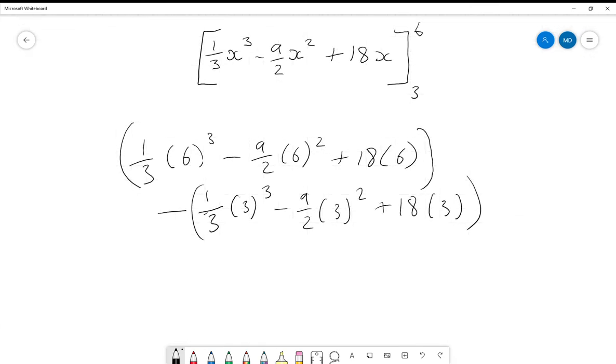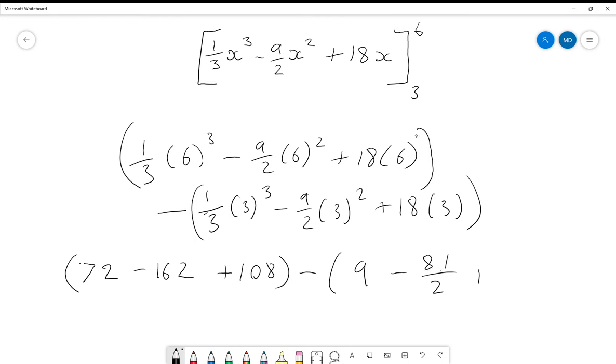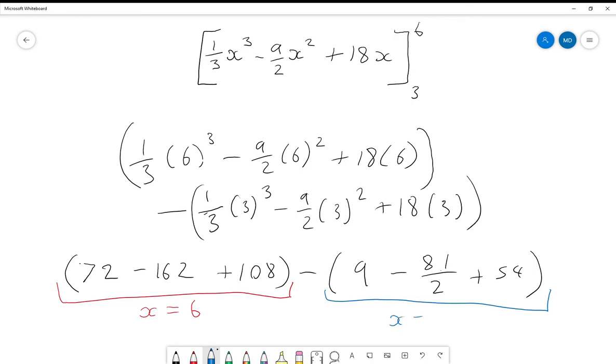And that works out as 72 minus 162 plus 108, subtract 9 minus 45 over 2, 81 over 2, plus 54. And remembering this bit here is putting in our upper limit, which is x equals 6, and this bit here is we're subtracting is our lower limit, which is when x equals 3, and we substitute those in to get these values.